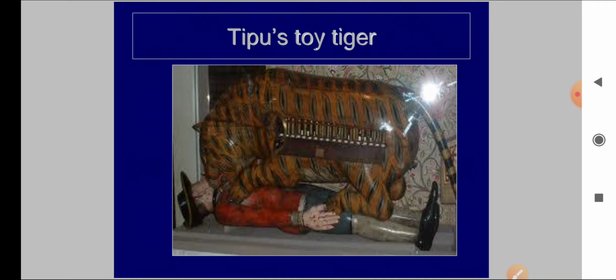He stopped the export of sandalwood, pepper, cardamom to British East India Company members, and established his close relations with the French. He modernized his army like the French army, the European army. The Britishers felt very jealous, and they tried to occupy his territory.